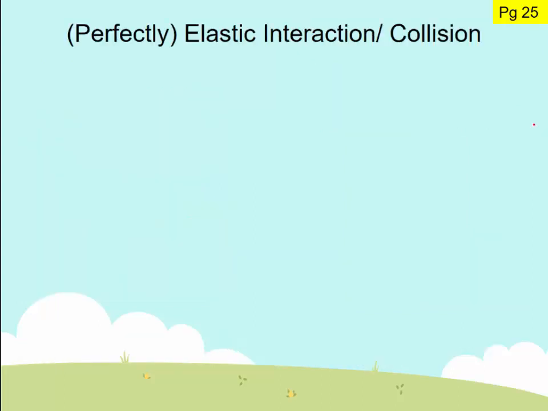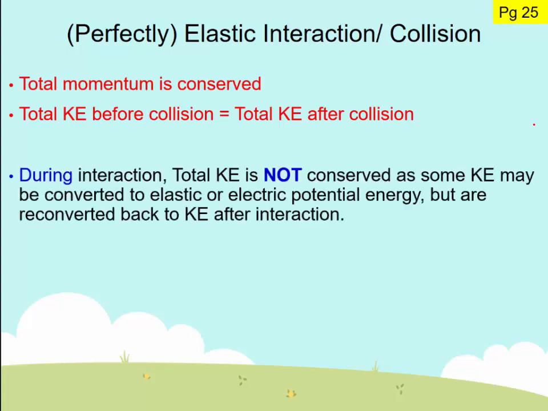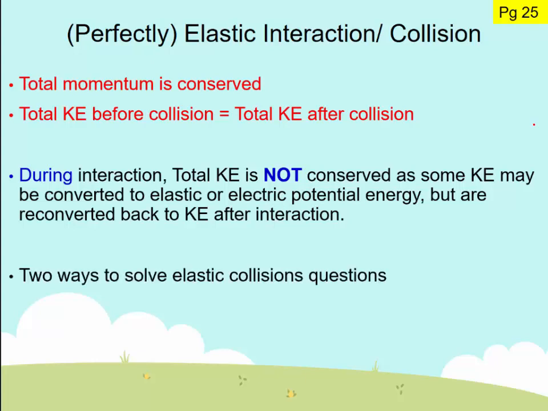We will now look at perfectly elastic collision, or sometimes we just call it elastic collision. Like all interactions, the total momentum is conserved, and in this case, total KE before collision equals total KE after collision. Note that during interaction, the total KE may not be conserved, as some KE may be converted to other forms of energy, and then reconverted back to KE after interaction.